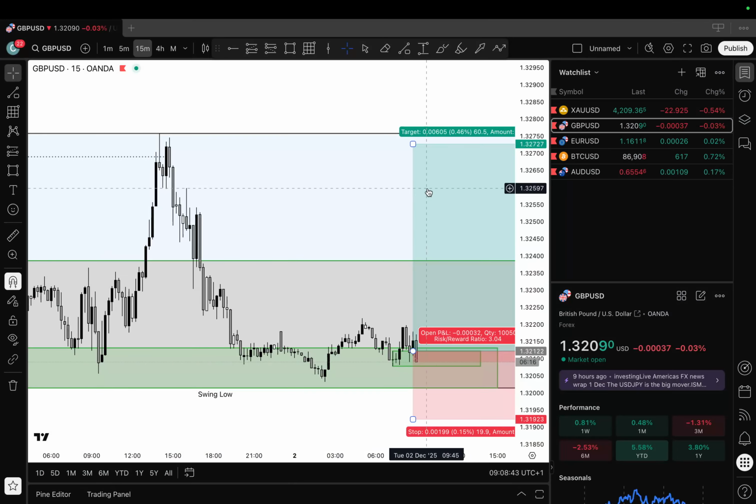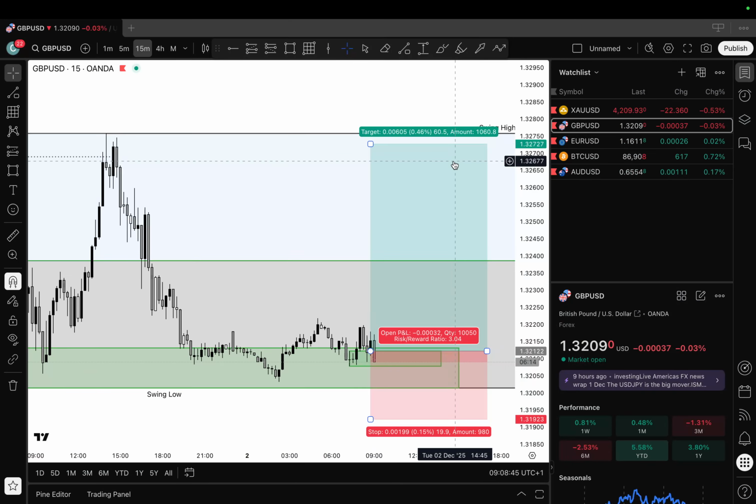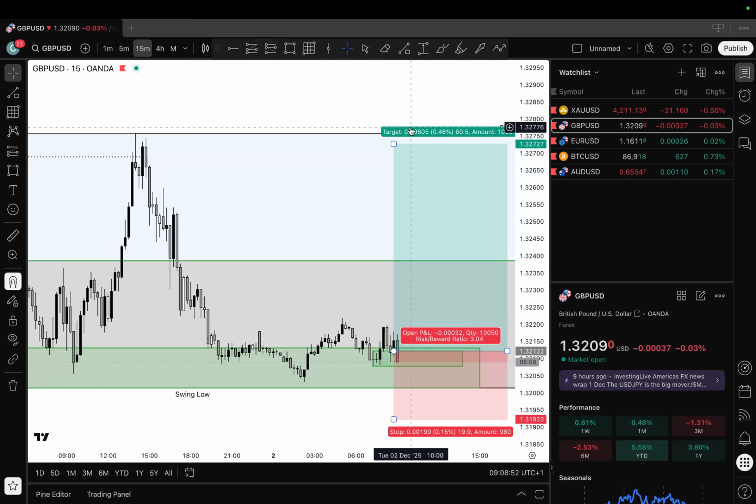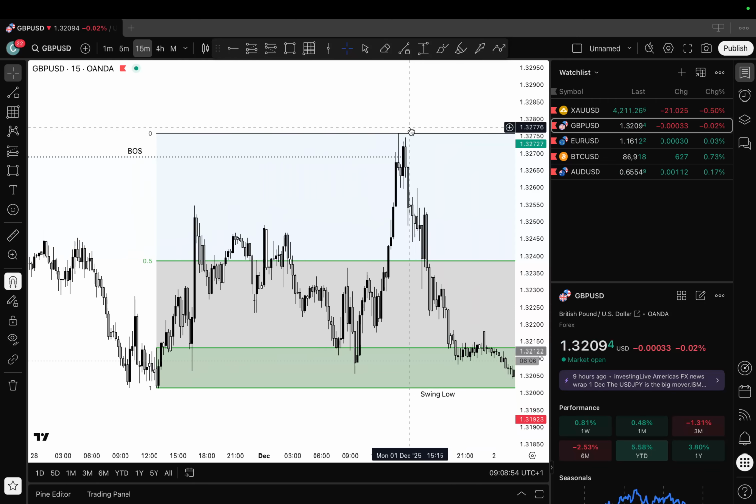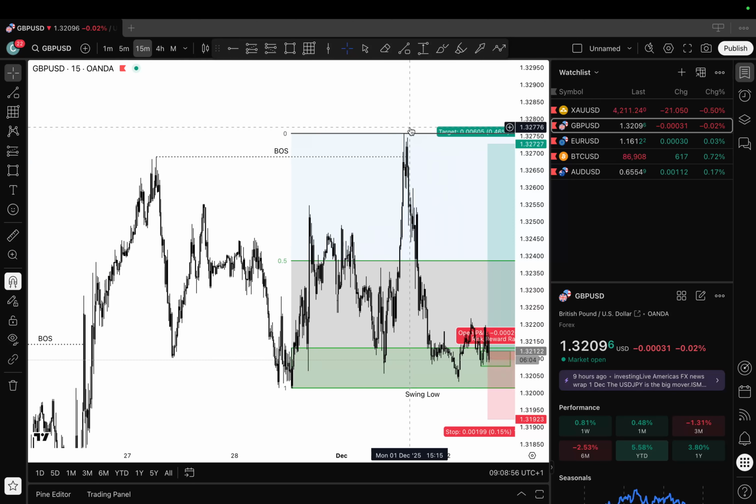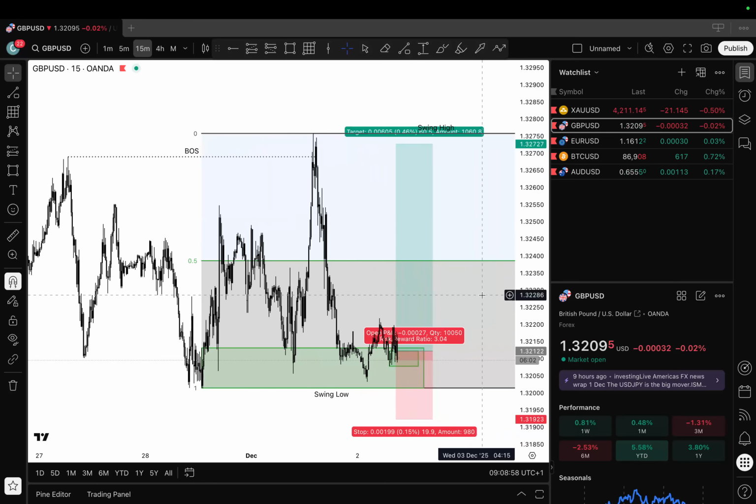Okay, we're in a little trade trying to make some money here, as I always am, on GBP USD. And the reason I've entered for it, because I'm trying to actually get better at explaining all this stuff rather than just being like, buy, sell.